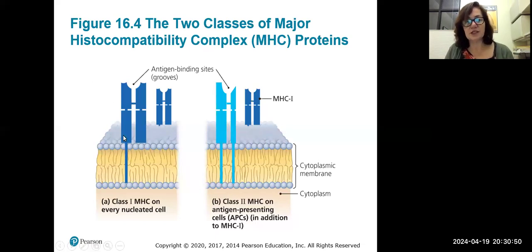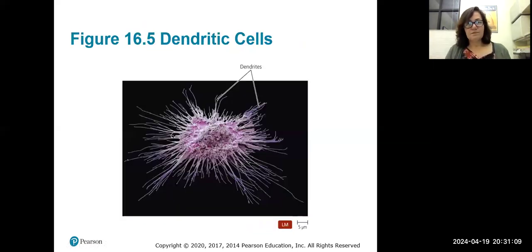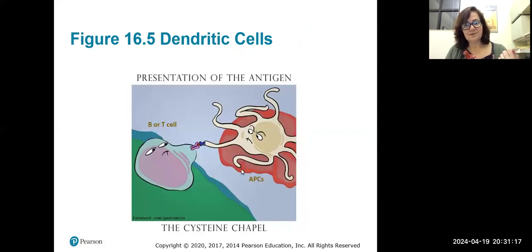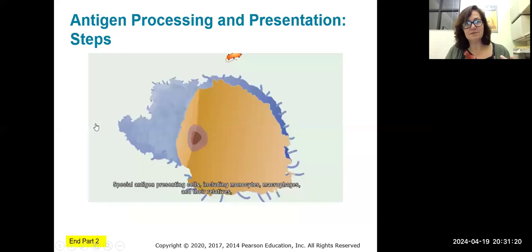In general, it's just a platform. It's embedded here in the cytoplasmic membrane. Remember the phospholipid bilayer? It's embedded here. The important bit is that there's a groove where the antigen's got to fit, so it's got to be presented properly. And so examples of antigen presenting cells are these dendritic cells, for example. And there it is presenting.